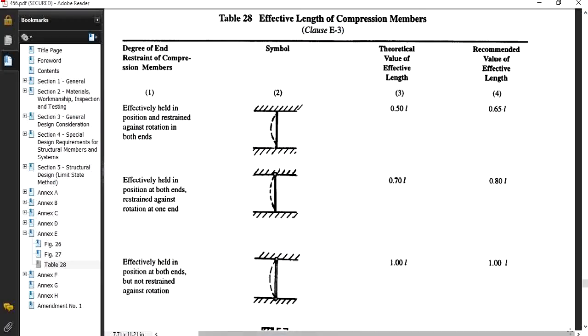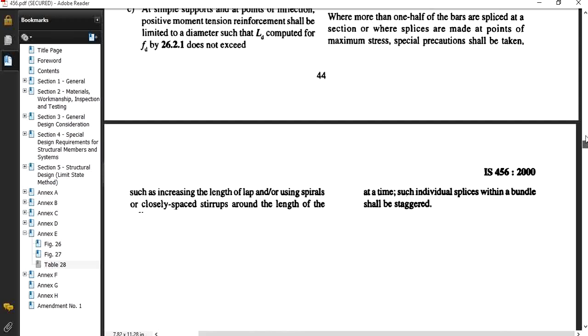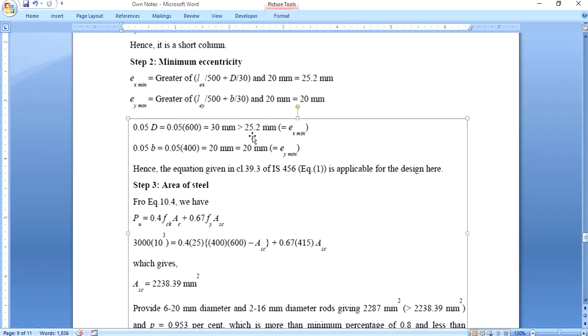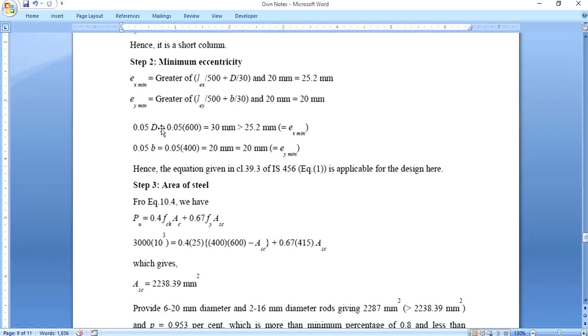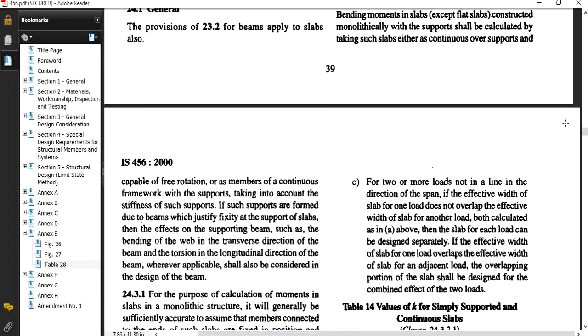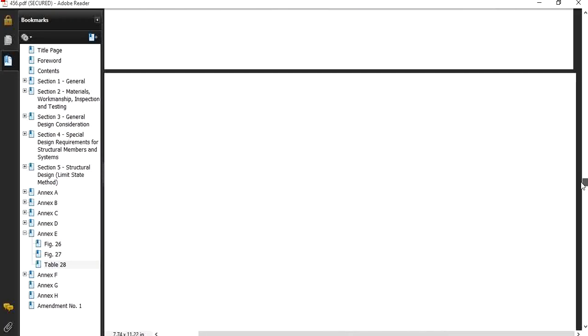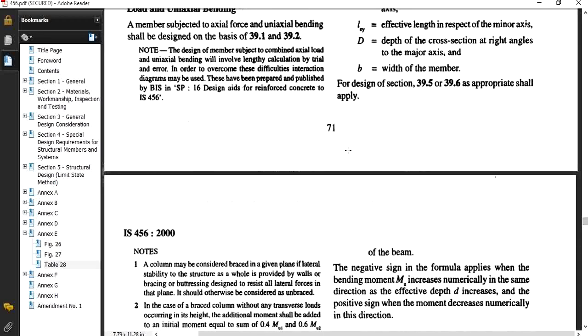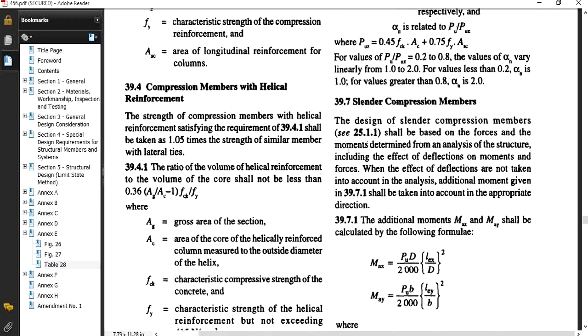This is a very important point which you have to note. Whenever this condition is satisfied, only in that case is the equation given in clause 39.3, page number 70, applicable. So I am going to open page number 70 and show you that particular clause.